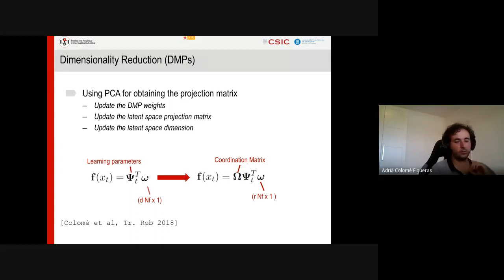It's basically that you look at the data and see what linear directions, the eigenvalues and eigenvectors of the data, are important, and you can remove components that are not important. So you can use PCA for obtaining this projection matrix and then do a similar approach. In this case, we would fit the excitation function f of x as a product of these kernel functions times the weights, but we would add this coordination matrix here.